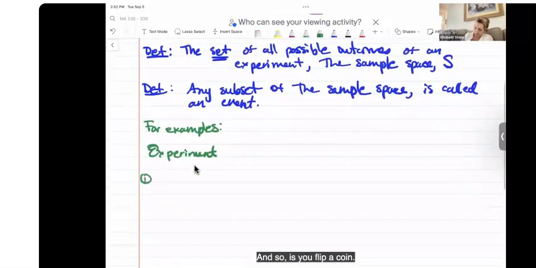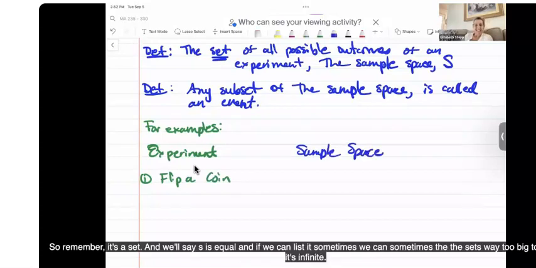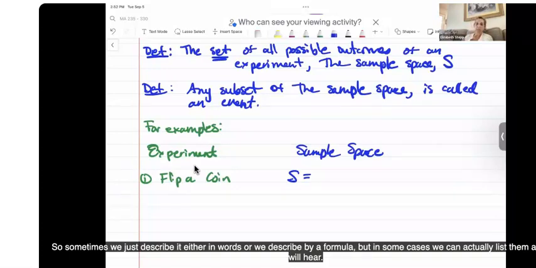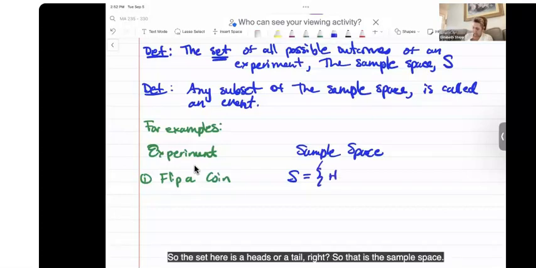First basic one is you flip a coin. And your sample space over here. Remember, it's a set, and we'll say S is equal. If we can list it, sometimes we can. Sometimes the set's way too big to list, or it's infinite, so sometimes we just describe it either in words or by a formula. But in some cases, we can actually list them, and we will here. So the set here is a heads or a tails. That is the sample space.